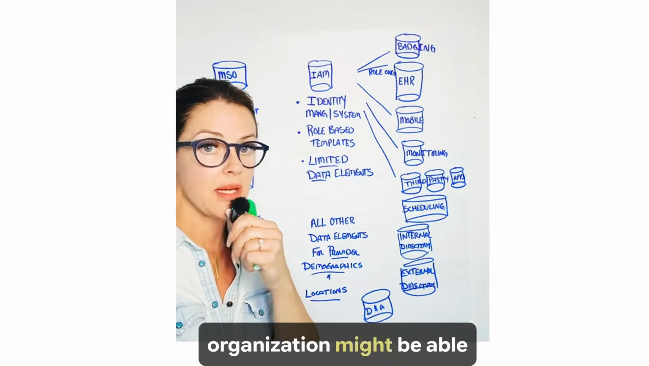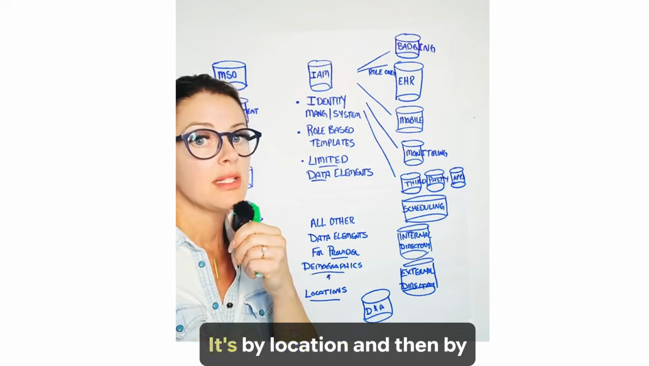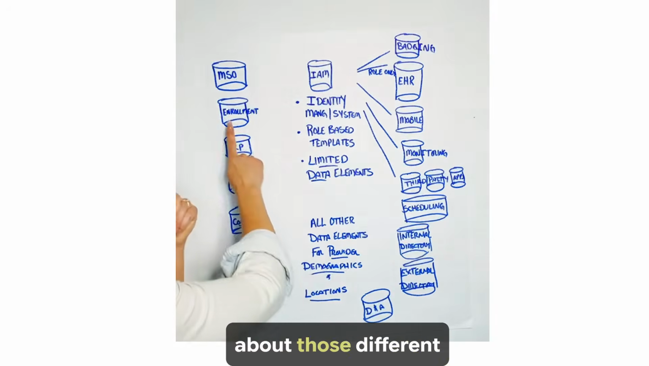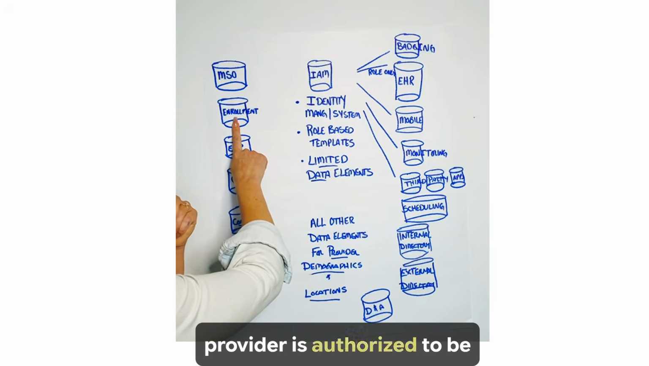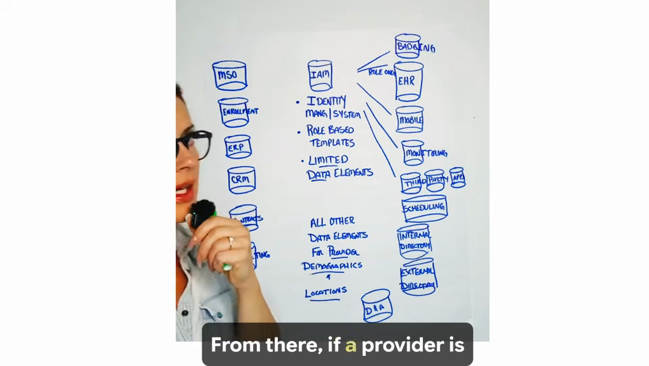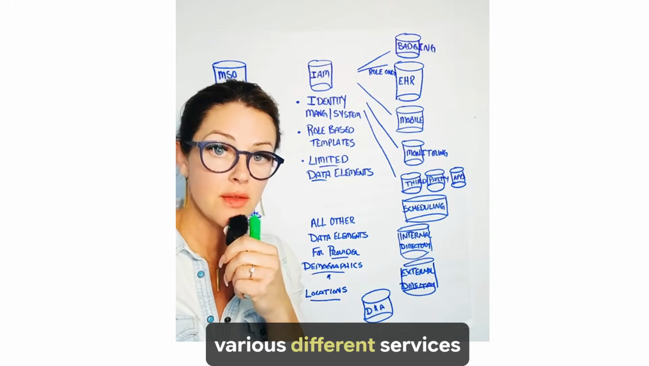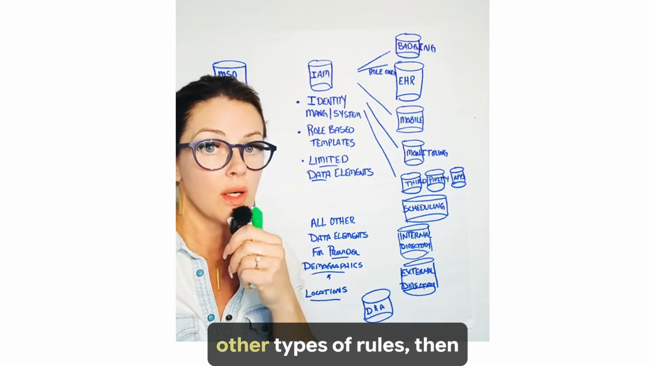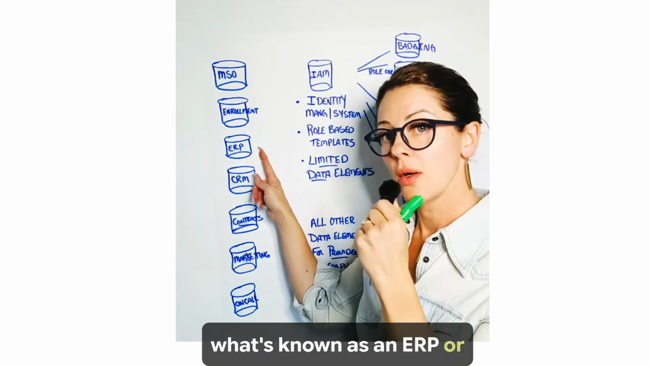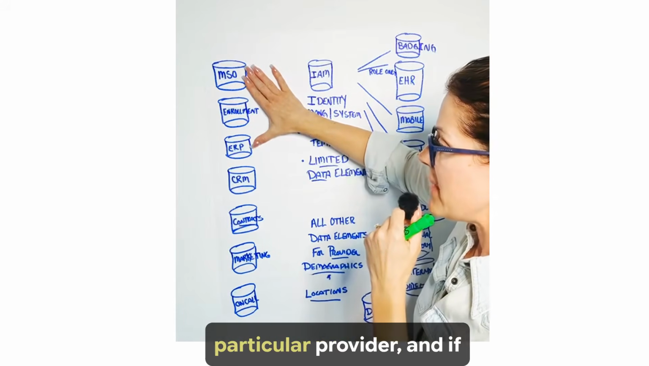And so even though an organization might be able to provide insurance services, it's by location and then by provider, which means that you have to pull information about those different insurance plans that the provider is authorized to accept for an application known as enrollment. From there, if a provider is also employed in some degree, or perhaps receiving compensation for various different services that they might provide as a medical director or other types of roles, then select data elements are being managed in what's known as an ERP or the HRIS or HR information. Together, these three applications contain information about that particular provider.